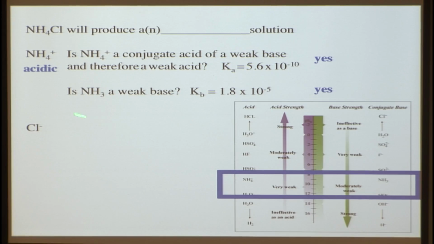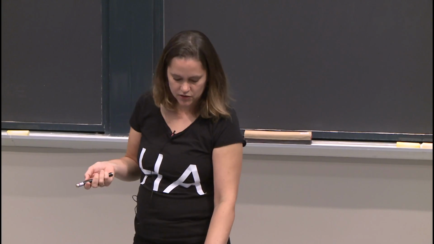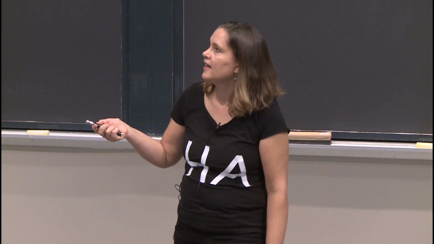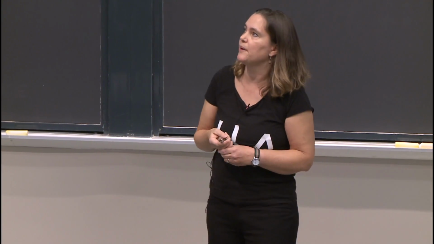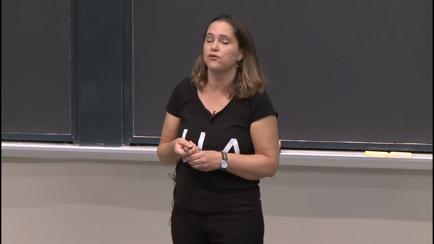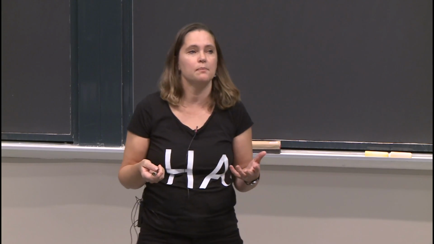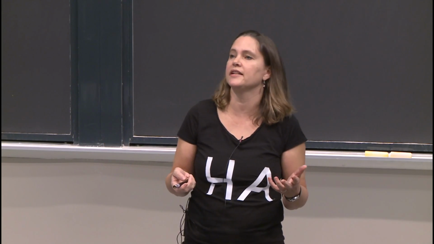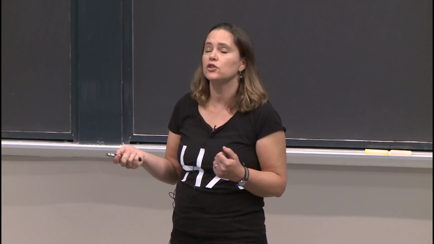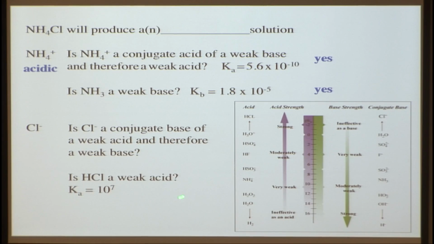And now we can consider Cl minus. Here we're asking the question, is Cl minus a conjugate base of a weak acid and therefore itself a weak base? If you tried to look up the Kb of Cl minus, you would not find it in any table. But you could find its conjugate acid in a table. If you add H plus to Cl minus, you get HCl. And so you could look up a Ka for that in a table, and it's 10 to the 7.